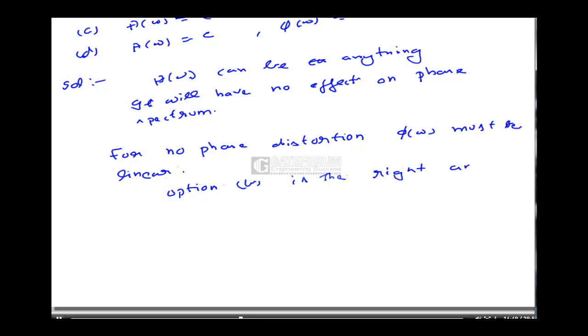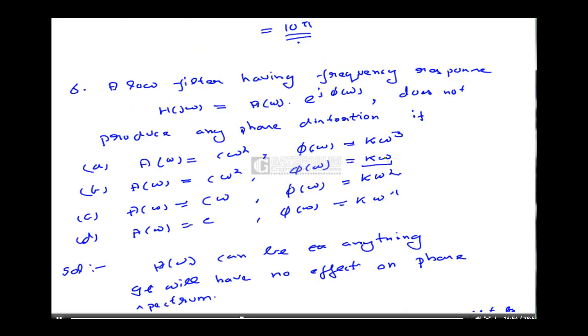See, in option B it is phi of omega equal to k into omega. In option A it is k omega cube, in option C it is k omega square, in option D it is k omega minus 1. Because if phi of omega is linear, that means it is k omega, and the group delay, which is the differential of the phase function phi of omega, will be a constant. So for no phase distortion, group delay must be constant. This was a 1 mark question that appeared in the GATE 2006 paper.